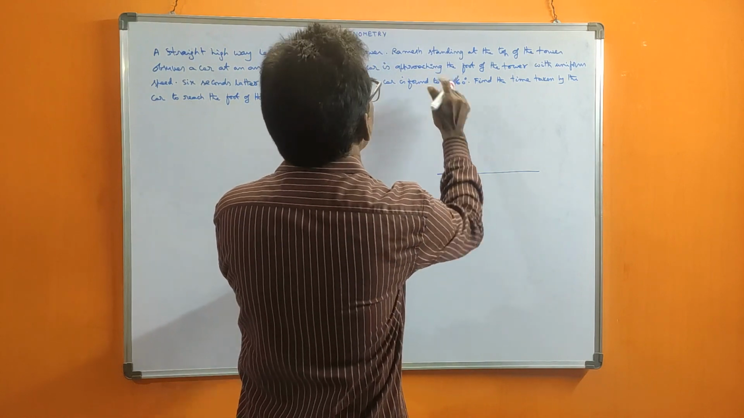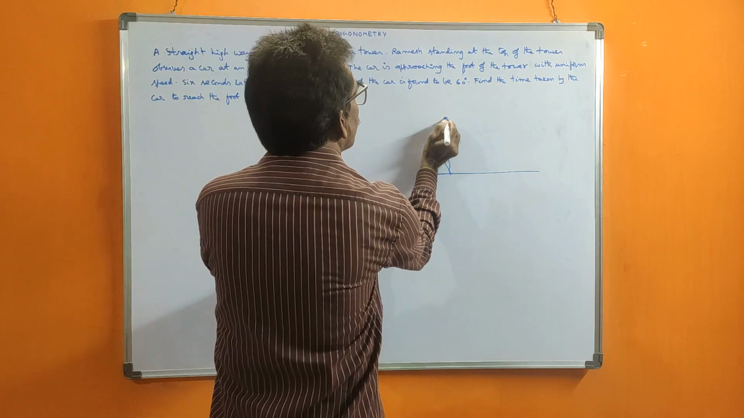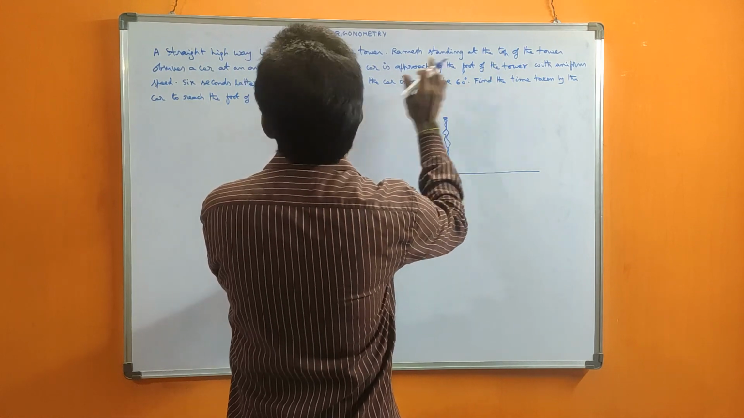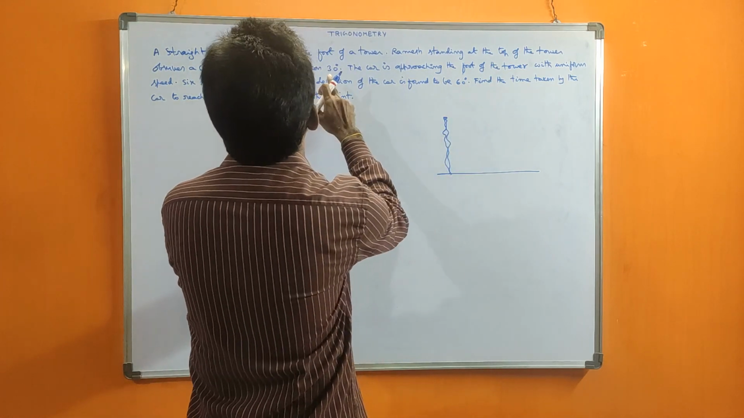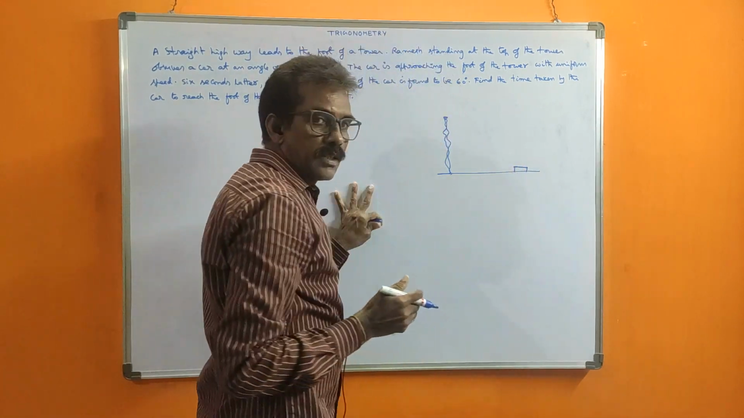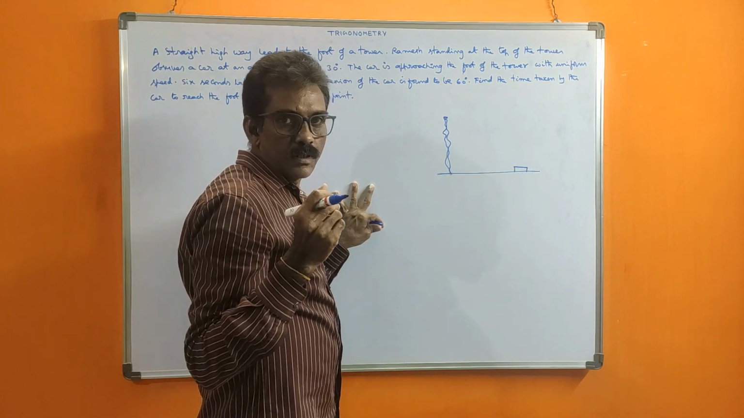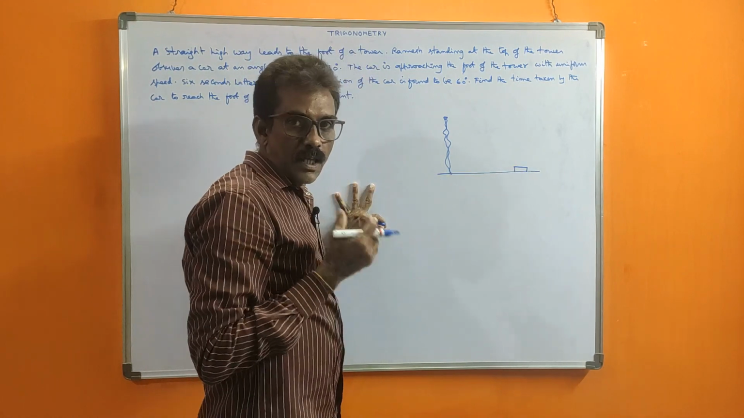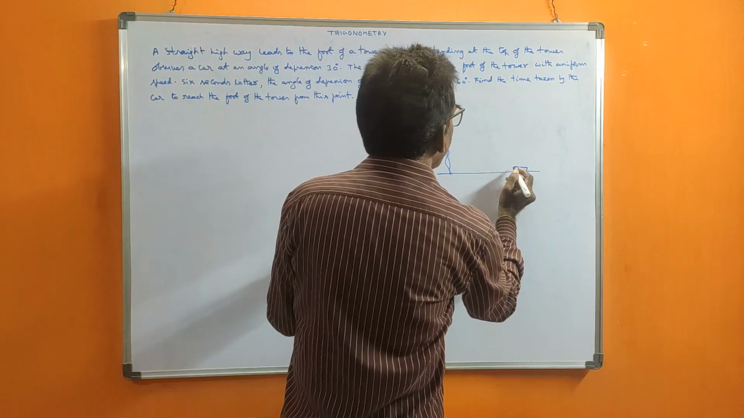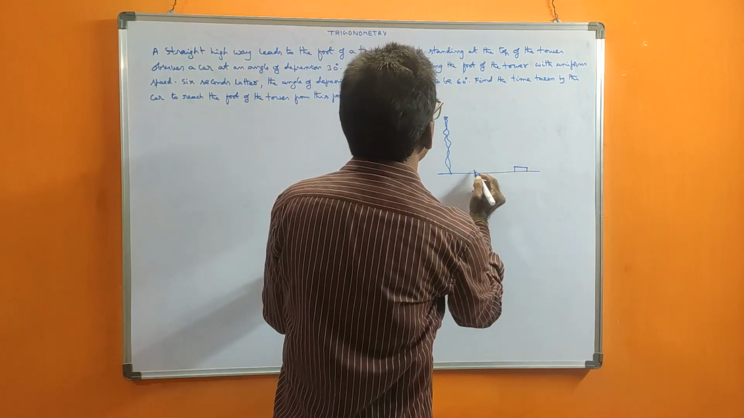Now, Ramesh is standing on the top of the tower. Ramesh is standing here. Okay, observe angle of depression. One car is coming like this. Suppose one car is coming, he is observing, and it is moving with uniform speed. That means uniformly moving. That is all assumptions. Okay, the car is moving uniformly. The speed is uniform, no change in speed. Like that it is moving.